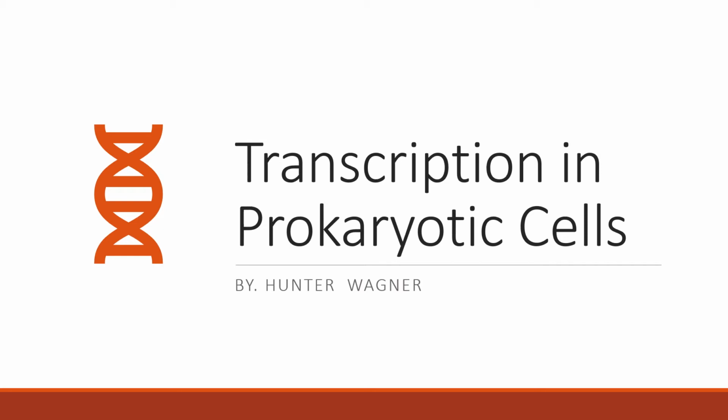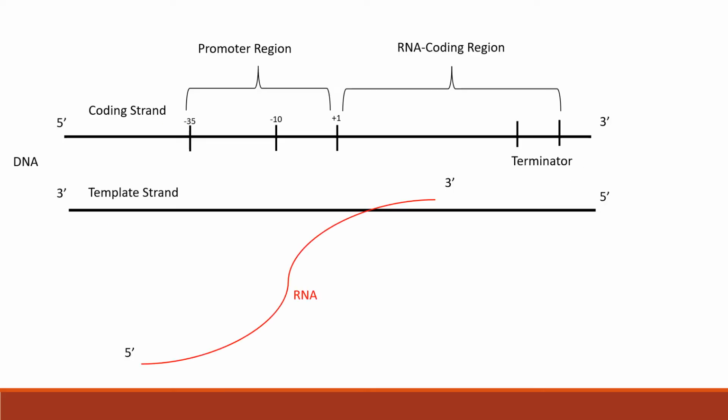Today we're going to be talking about the process of transcription of DNA into RNA in prokaryotic cells. This is the general model for transcription in prokaryotes. We have our double-stranded DNA up top in black, and we have our single-stranded RNA in red on the bottom. Now let's start at the beginning.